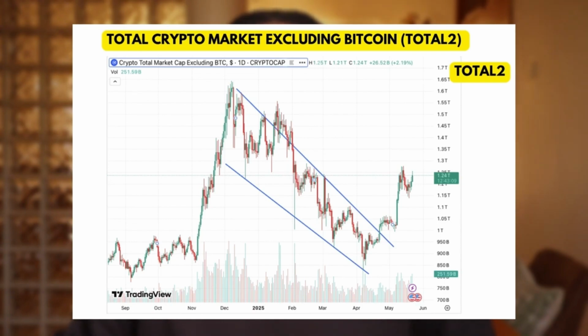So this is a chart of the entire market capitalization, excluding Bitcoin. Why am I looking at it? I'd like to know how the alt market is performing independently of Bitcoin. You can find this chart on TradingView under the ticker Total2. If you're interested in the entire market, you can look for the ticker Total. And if you're looking to see how the market is performing independently of Ethereum and Bitcoin, you can check out Total3.